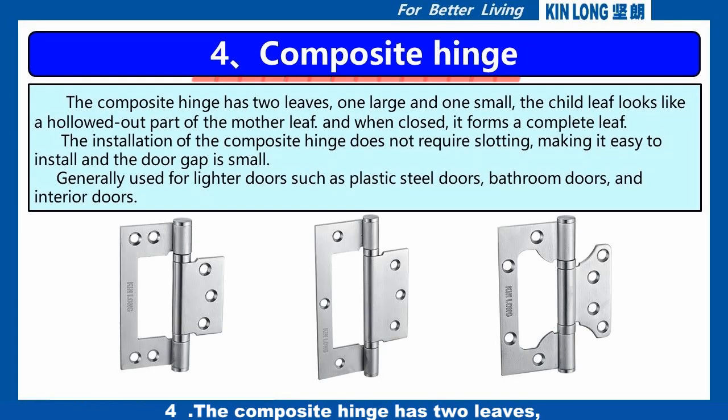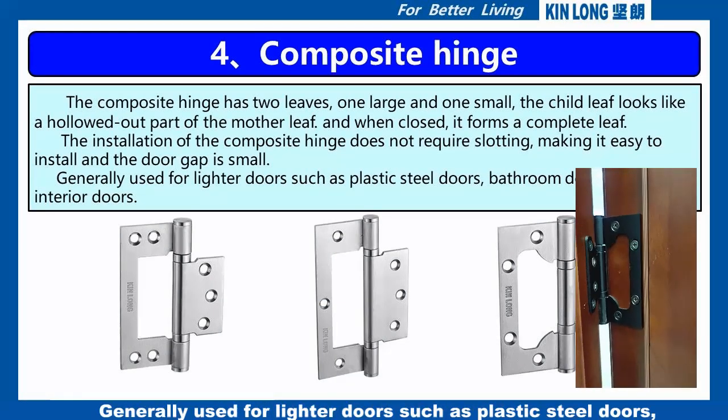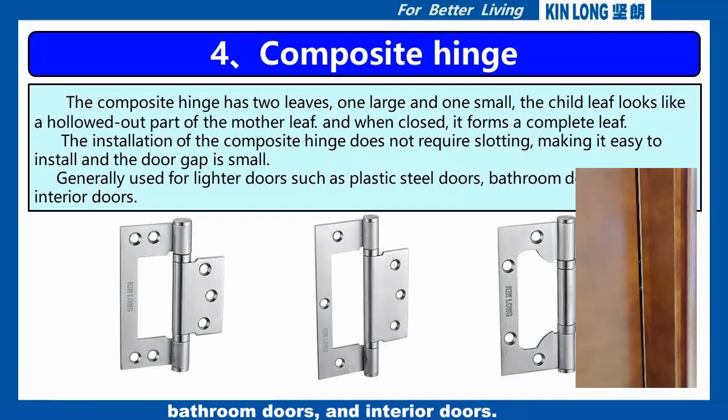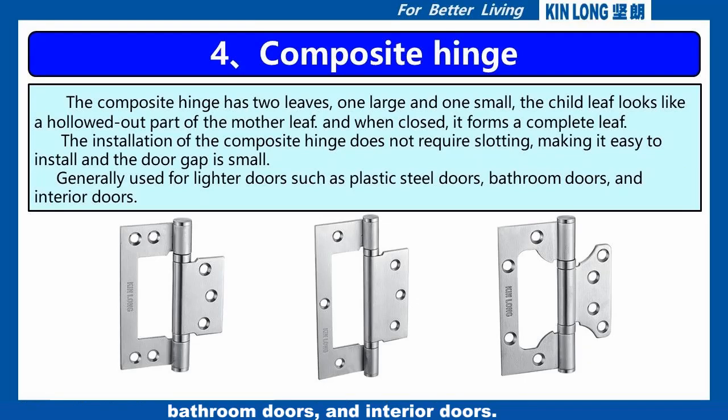4. The composite hinge has 2 leaves, one large and one small. The child leaf looks like a hollowed out part of the mother leaf, and when closed, it forms a complete leaf. The installation of the composite hinge does not require slotting, making it easy to install, and the door gap is small. Generally used for lighter doors such as plastic steel doors, bathroom doors, and interior doors.